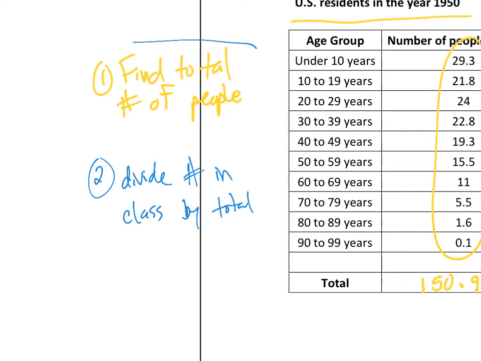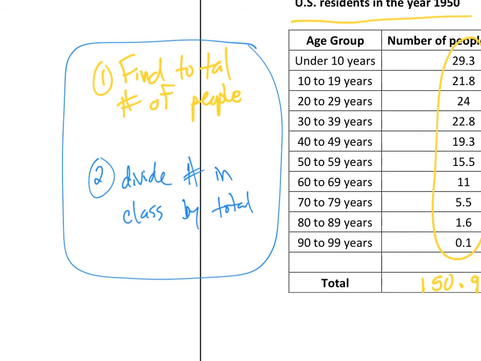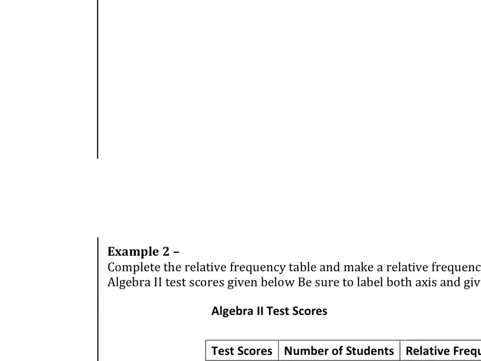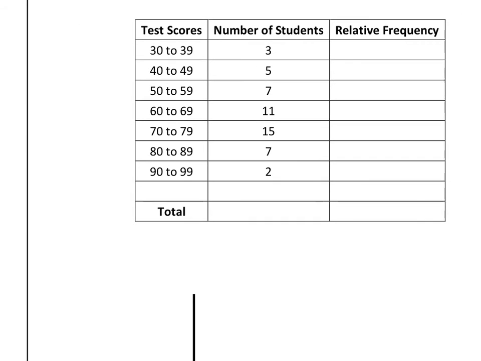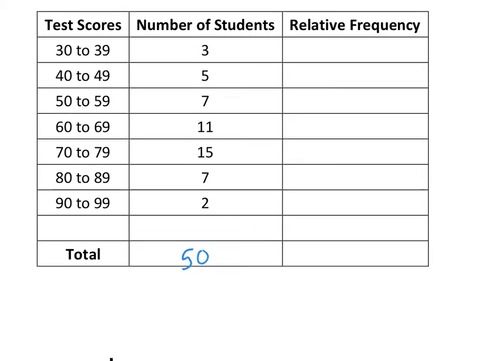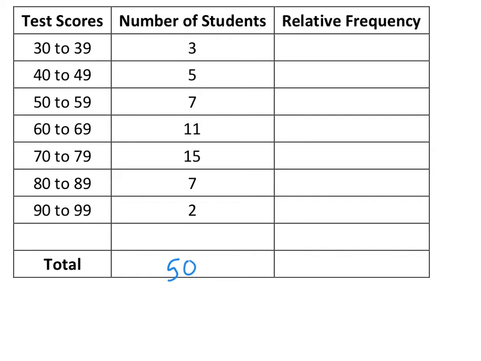So these are your 2 steps. Find the total, then divide the number in the class by the total. So what is the total number of tests? There's 50. You can add them all up. There are 50 test scores we're looking at. So if you want to find the relative frequency, we're looking for what percent.